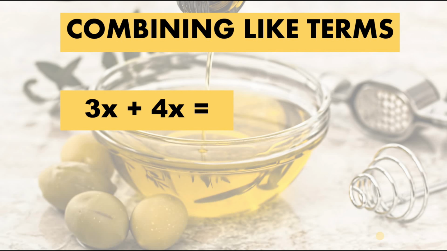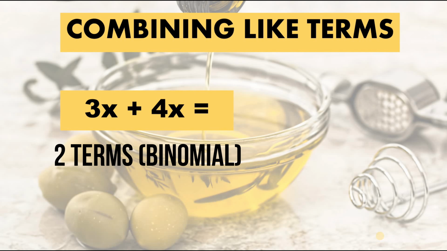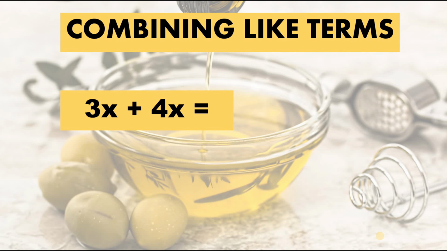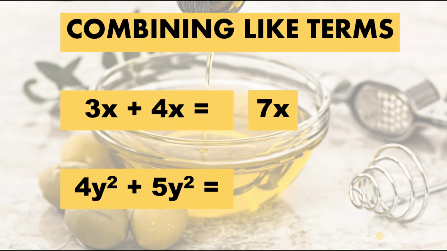So for example, we have 3x plus 4x. How many terms do we have? Yes, we have two terms, 3x and 4x. Are they like terms or unlike terms? Yes, they are like terms because they have the same variable part, and that is x. So how do we combine like terms? We simply add or subtract the coefficient, or the number before the variable part of the term. In this case, we're adding 3 and 4. 3 plus 4 is 7, and just copy the variable part of the term. So we have 7x.